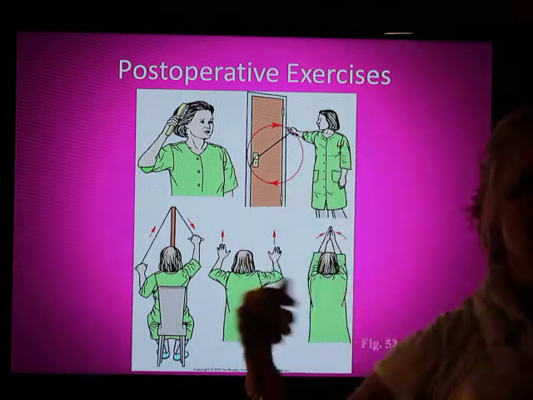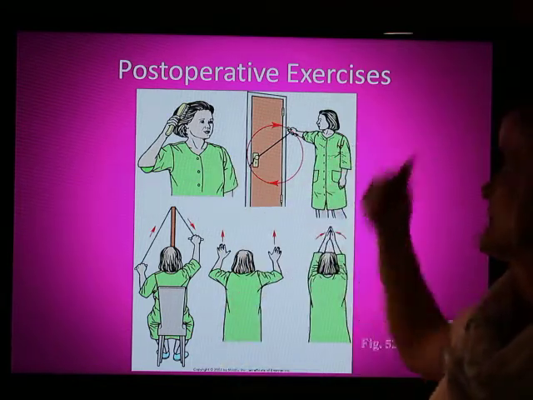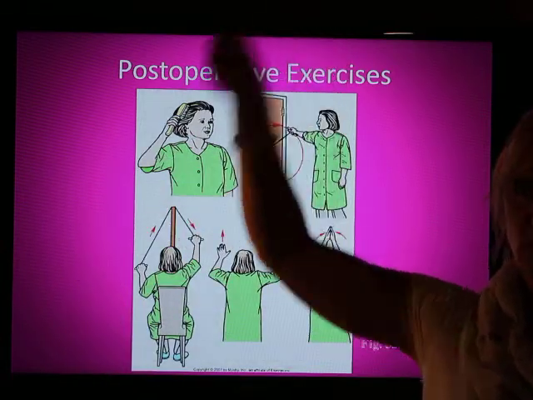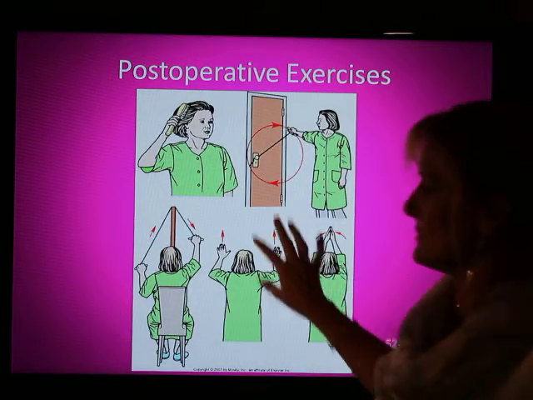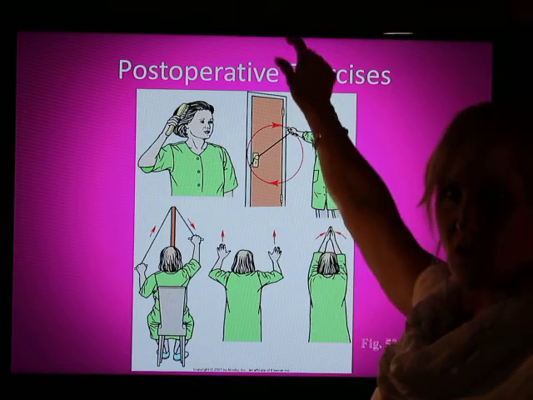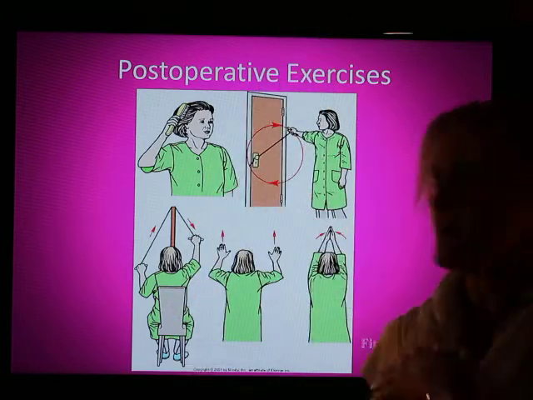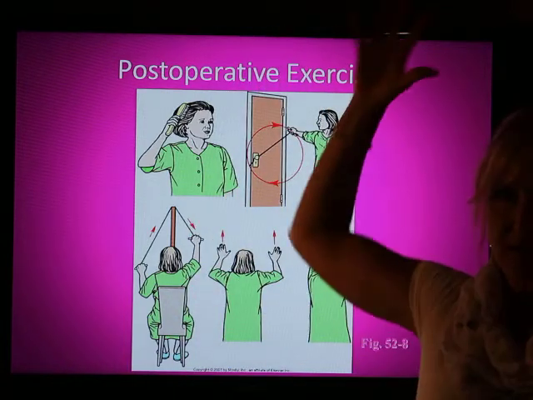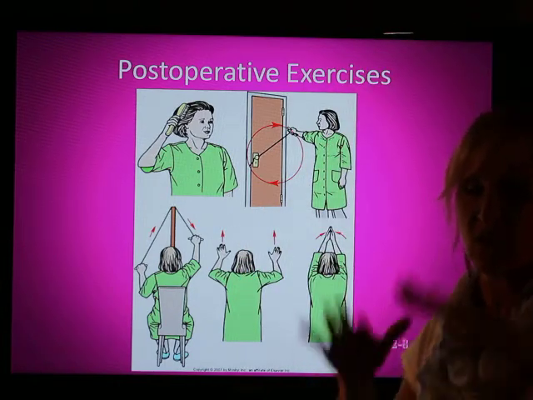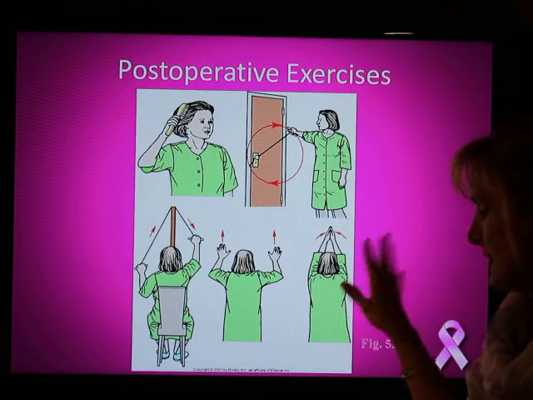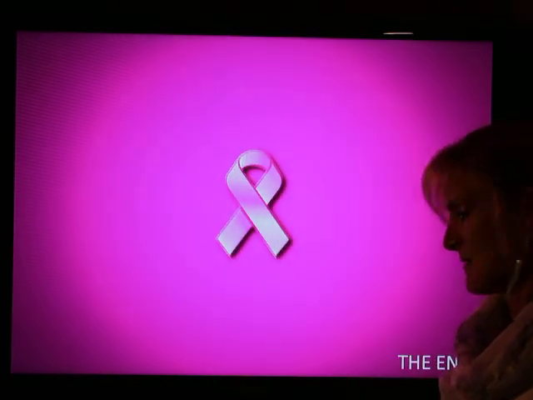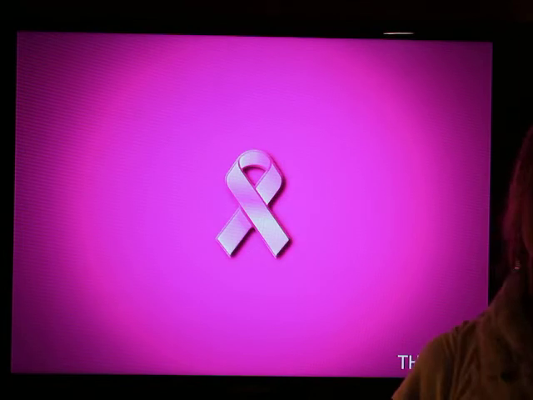So just have your patient move by brushing their hair. They can attach things to door handles. An easy thing to do is just have your patient walk their hand up and down a wall like that, and gets that arm moving up and down. And they need to do this the rest of their life, because lymphedema can occur at any time following a mastectomy. So that's really important in your patients that have had surgery for breast cancer.